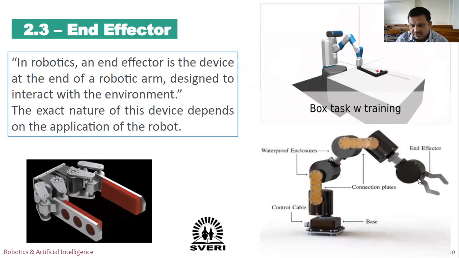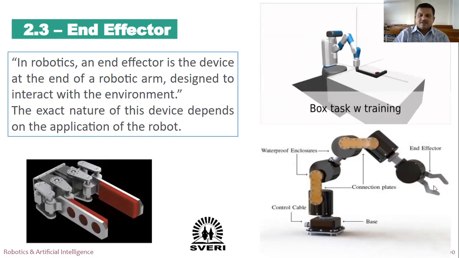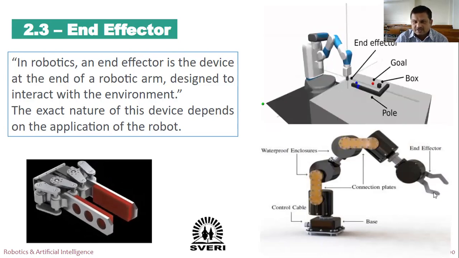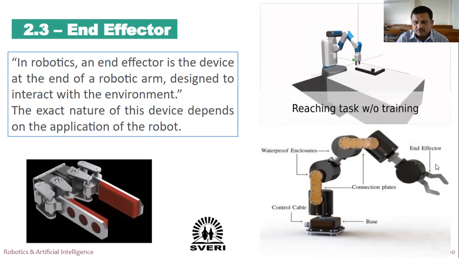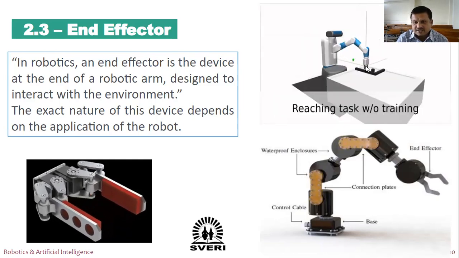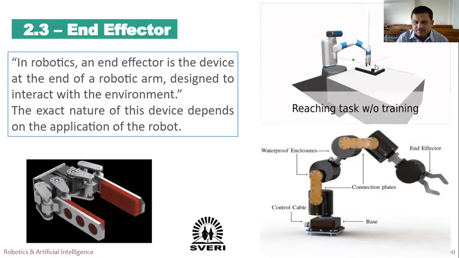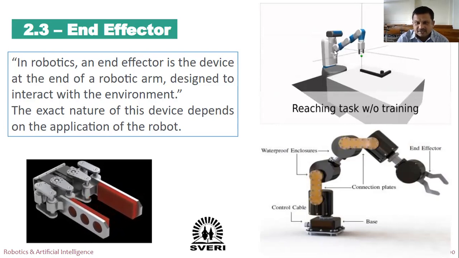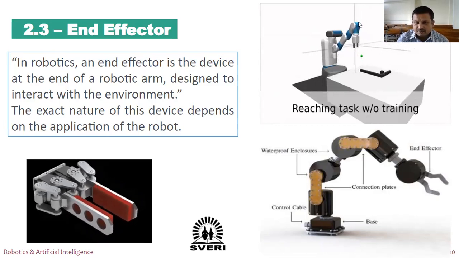Then at the end of the robot, something is there, that is known as the end effector. It is used to grab the object or for pick and place purpose. See that this end effector, how it is picking and placing. And this is a jointed arm robot.